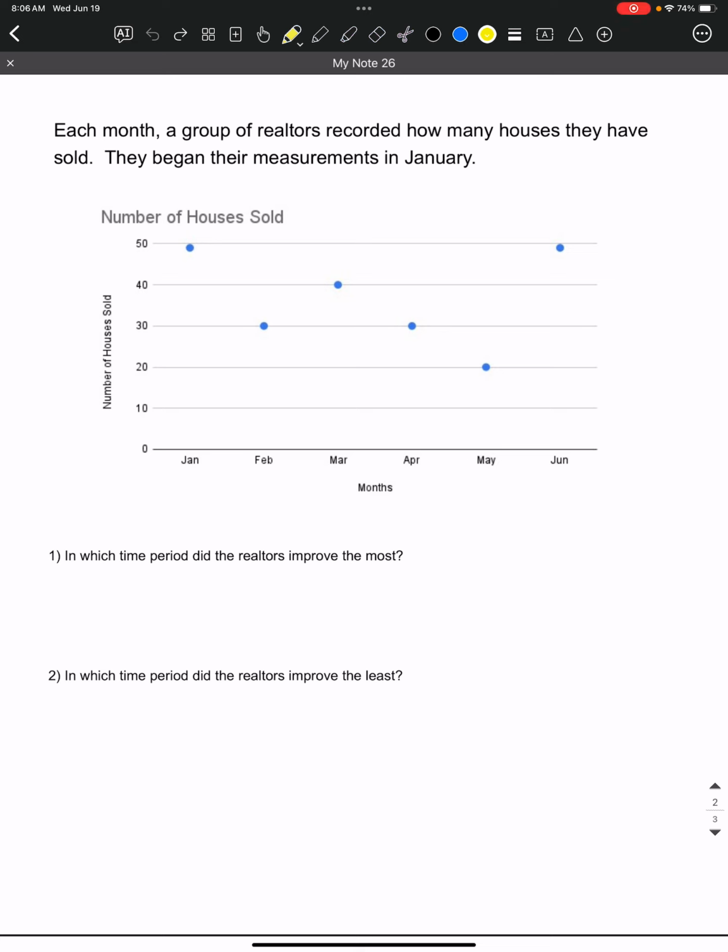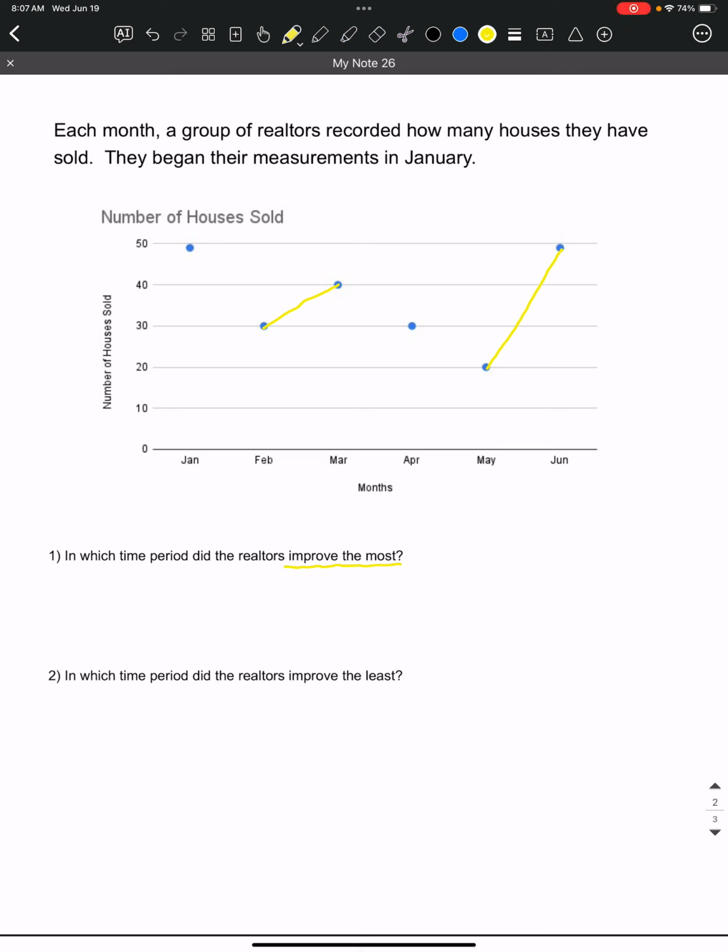So number 1 down here, it says, in which time period did the realtors improve the most? In other words, where was the steepest jump in dots? Okay, so if I'm improving, that means I'm going up. Okay, so I have two choices. February to March, that's going to be an increase. And then again, from May to June.